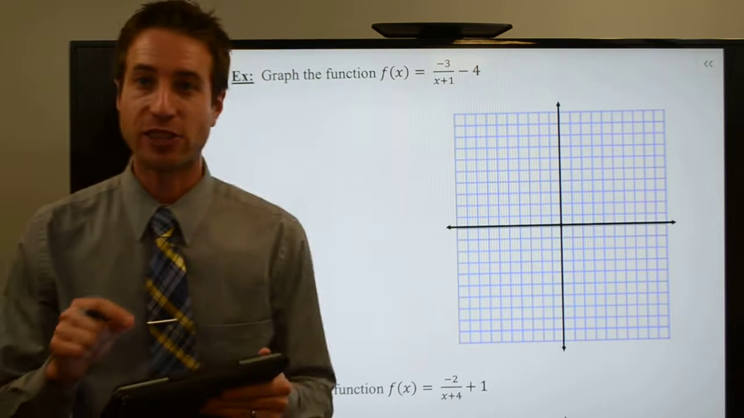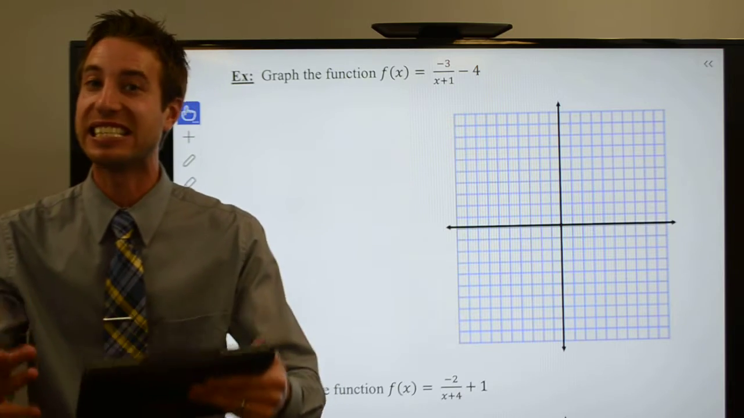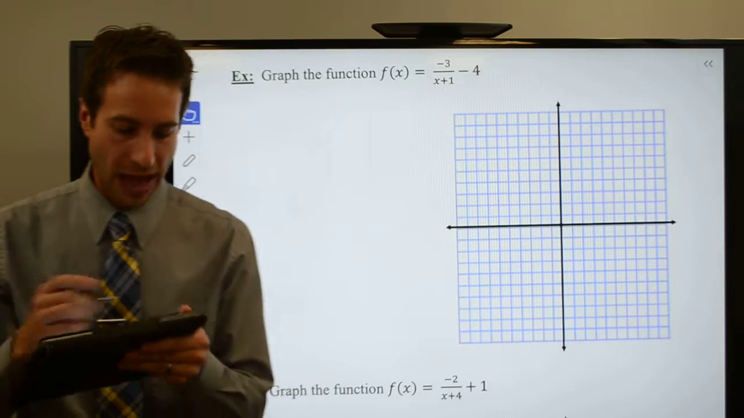All right, guys, welcome to this page of the notes, and here we go. We're just going to continue this idea of graphing rational expressions.